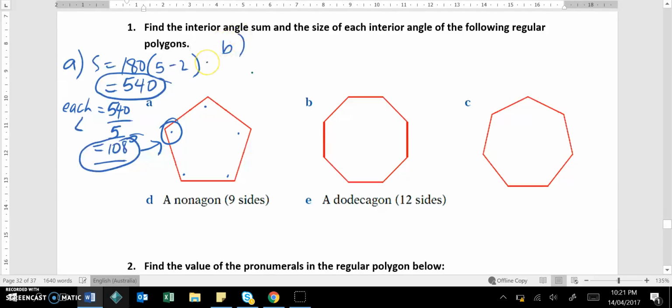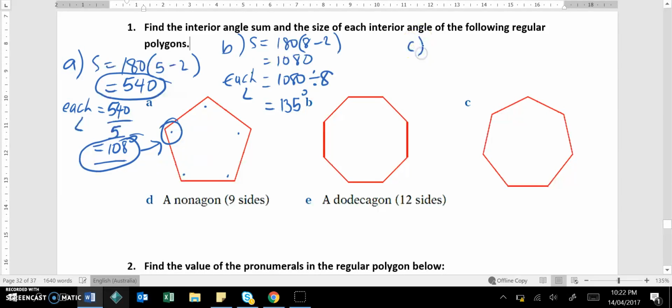For B, again, the interior angle sum is 180 times the number of sides, and this looks like an octagon here. 1, 2, 3, 4, 5, 6, 7, 8. Yep, so 8 minus 2 in there. When I work that out, my answer is 1080. And the size of each angle is 1080 divided by 8, and that gives me 135 degrees.